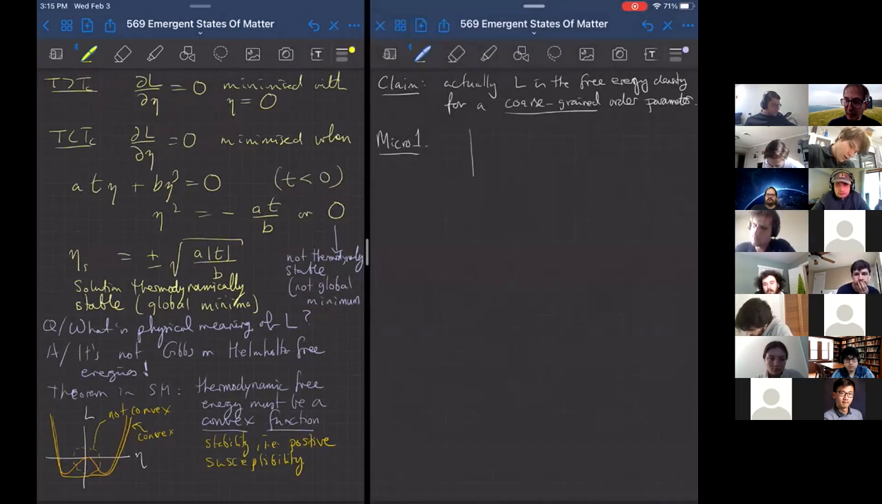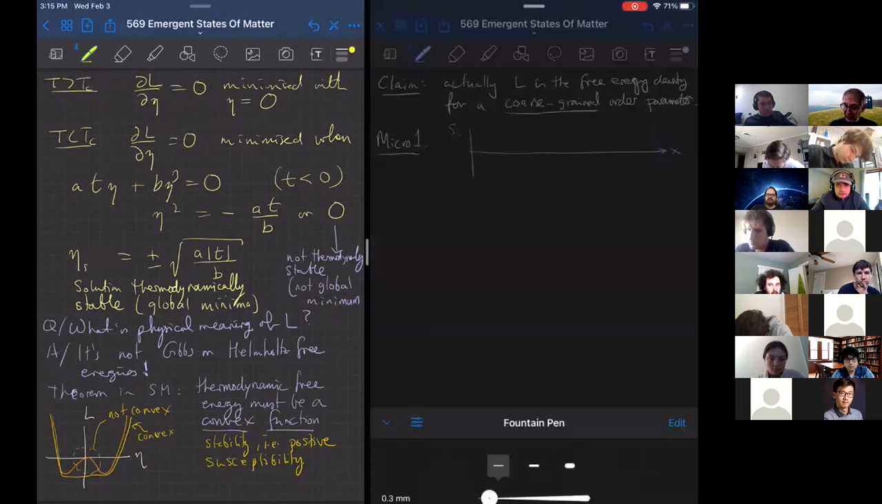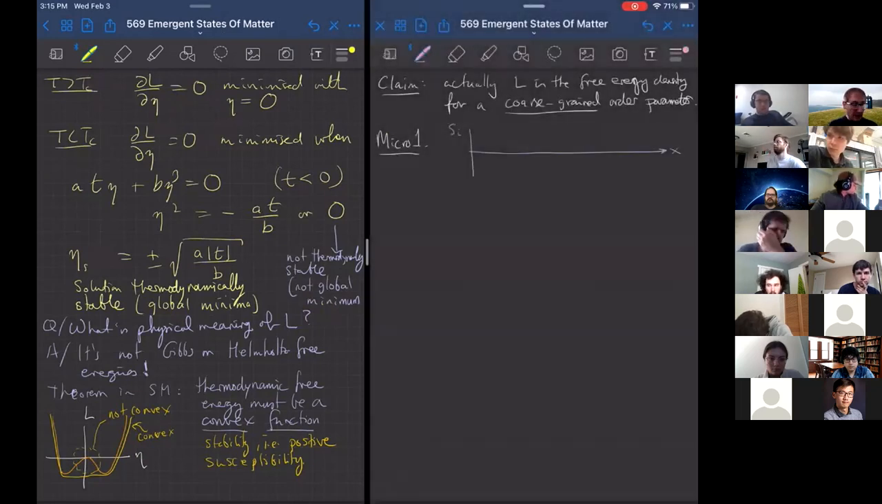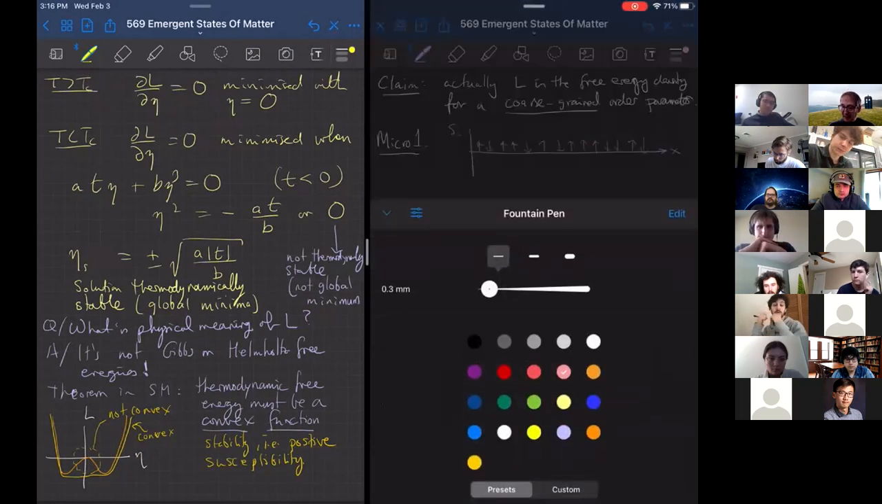I'm going to pretend that I'm in one dimension. So here is space like this. And I'm going to draw the spin values at that point in space. And so I'm going to get something that looks like this. I'm just going to make this up as I go along. So that might be a snapshot of the system.